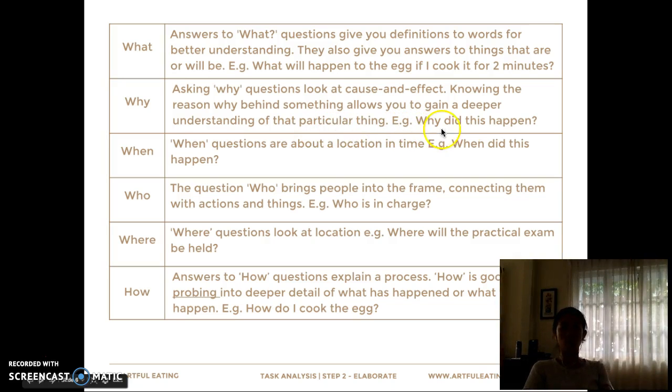For example, why did this happen? When questions are about time, for example, when did this happen? Who questions bring people into the frame and connect them with actions and things. For example, who is in charge? Where questions look at location, so where will the practical exam be held? And finally, how questions explain a process. So for example, how do I cook the egg?